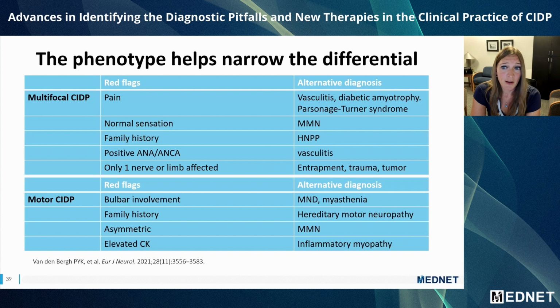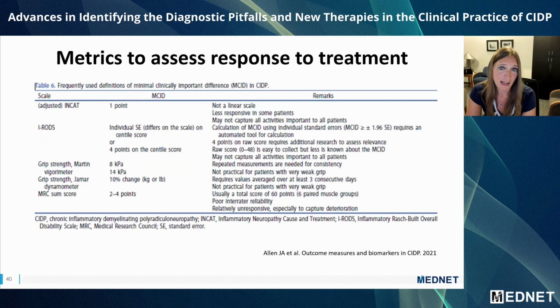There's family history; hereditary neuropathy with pressure palsies is also a possibility. And then, consider entrapment, trauma, or tumor if only one nerve or limb is affected. With motor CIDP, that's a big, broad differential. It could be anywhere from motor neuron disease to myasthenia gravis, or MMN, or inflammatory myopathy. So really consider all those features when you have someone with no sensory symptoms but symmetric proximal and distal weakness, and look for other causes.